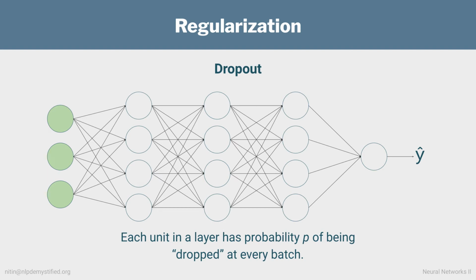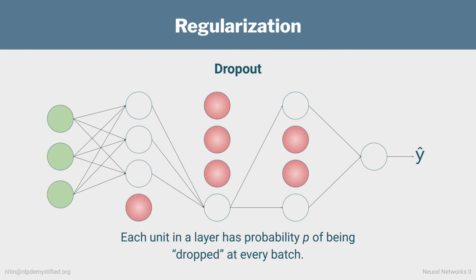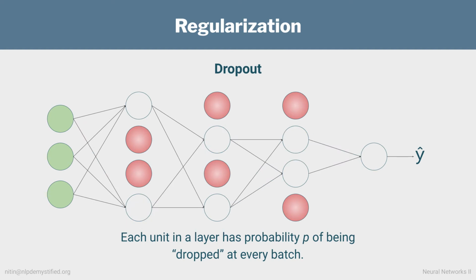Effectively, they get disconnected from the network. So with p equals 0.5, half the units in each layer on average should drop out. In one batch, the network may look like this, and in the next batch, the network may look like this. So why would this work?